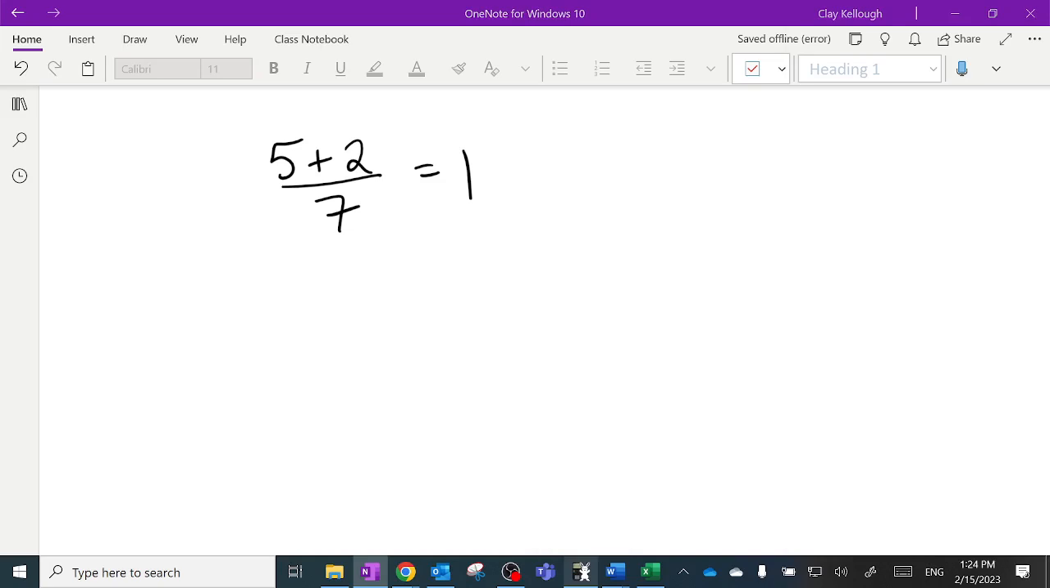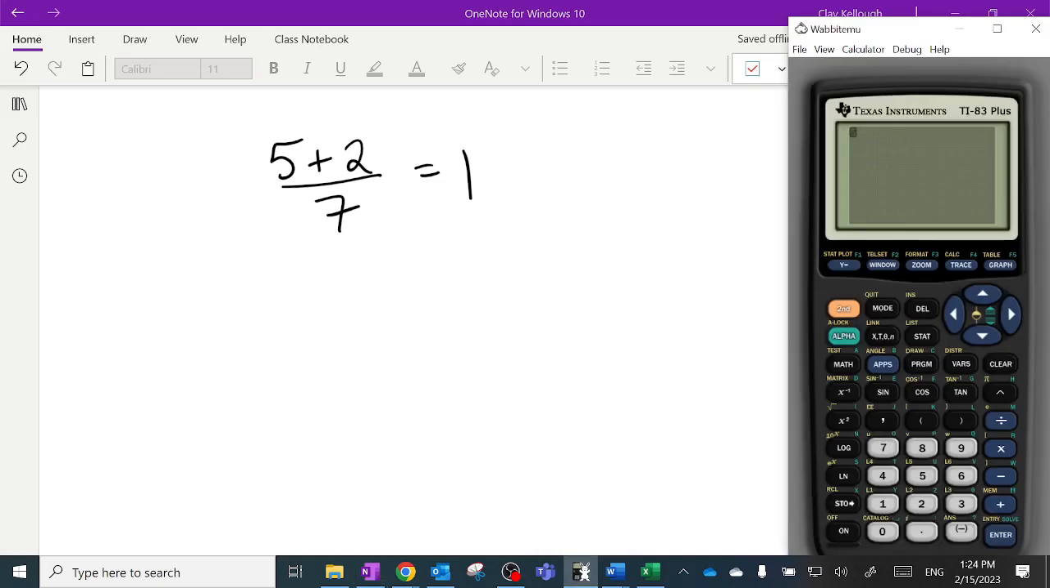But check this out. If I bring up my calculator, let me clear all that, and I punch it in exactly the way I'm reading it. 5 plus 2 divided by 7. Gee, that's a funny looking 1. 5.2857. Clearly something's wrong. What have I done wrong?